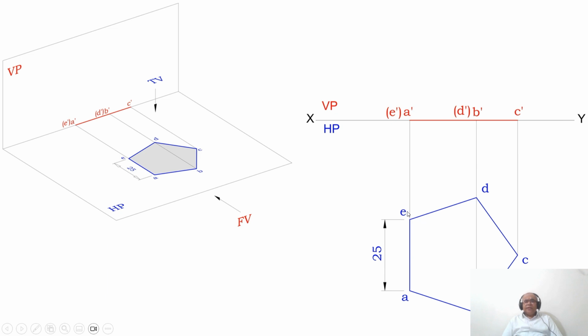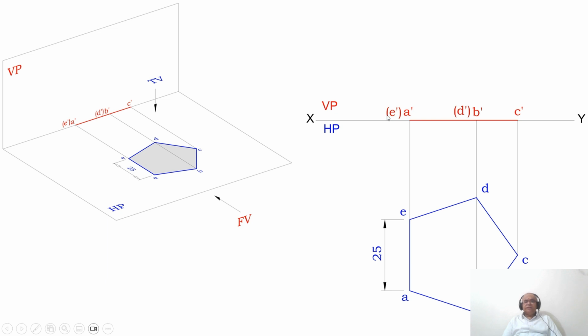Now from A and E you draw a vertical projector to the XY line. Similarly from B and D you draw a vertical projector to the XY line, and also from C to the XY line. Then as you look from the front view, you mark this as ABC near to the observer. So A dash, B dash, C dash is visible, and D and E is away from the observer.